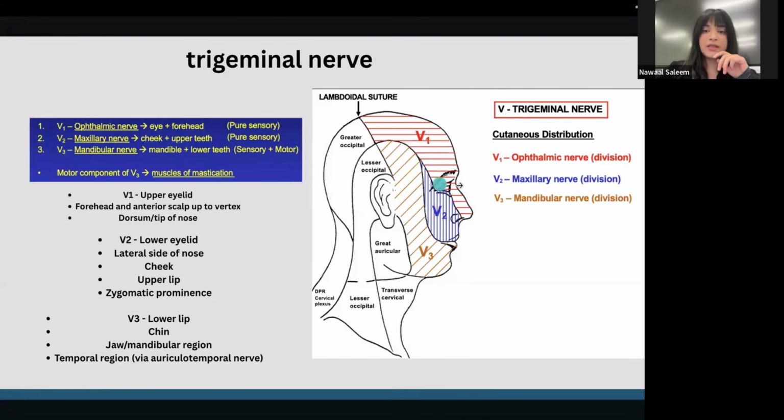So V1 supplies the upper eyelid, the forehead, and anterior scalp up to the vertex, and then the dorsum or tip of the nose. V2 supplies the lower eyelid, the lateral side of the nose, the cheek, and the upper lip, and the zygomatic prominence. V3 supplies the lower lip, the chin, the jaw mandibular region, and the temporal region by the auriculotemporal nerve.